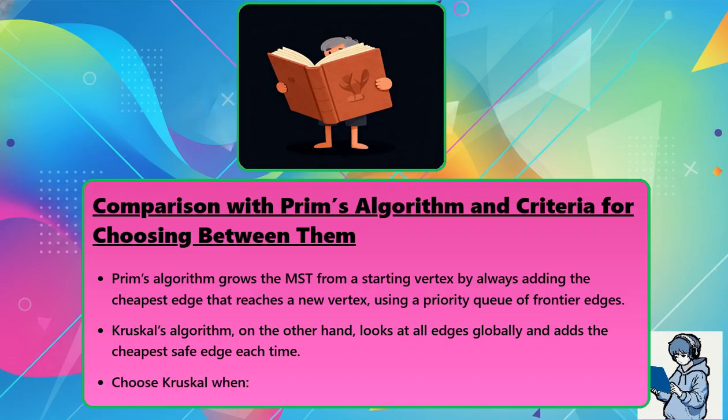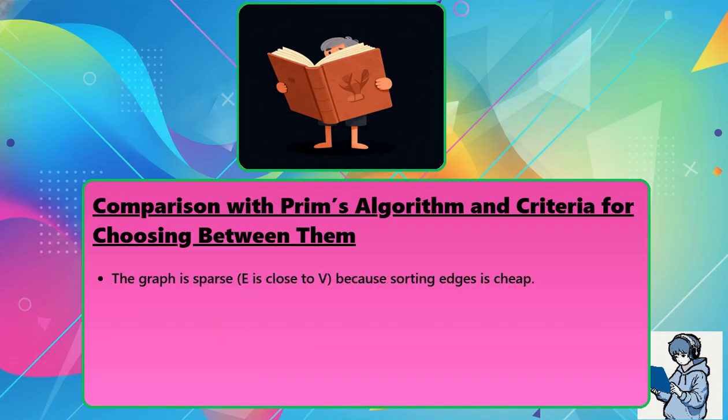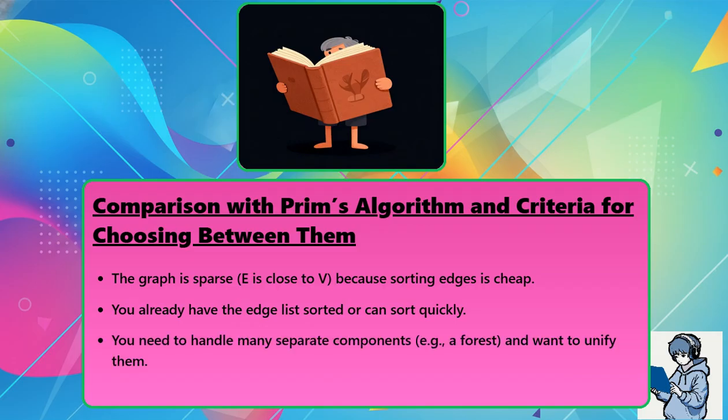Choose Kruskal when the graph is sparse, E is close to V, because sorting edges is cheap. You already have the edge list sorted or can sort quickly. You need to handle many separate components, for example a forest, and want to unify them.